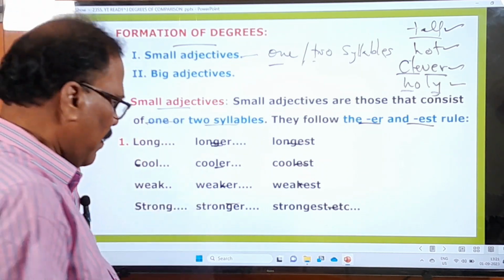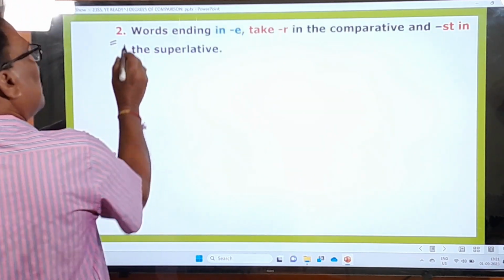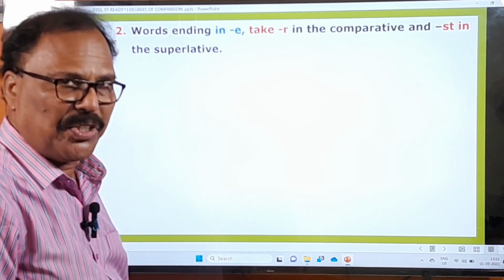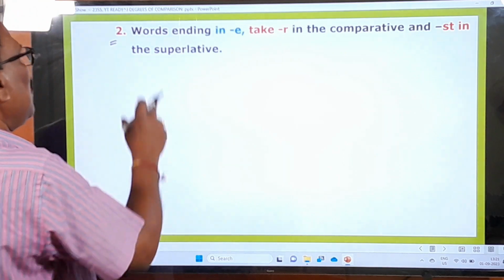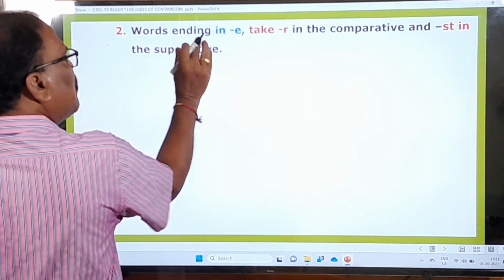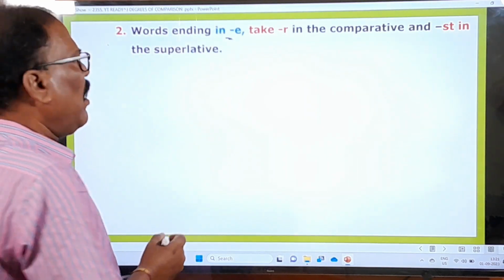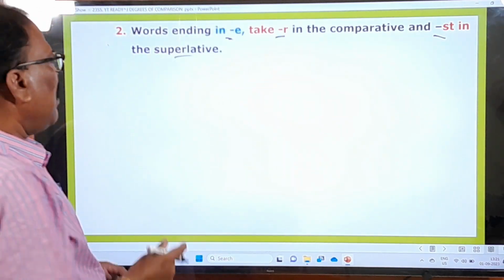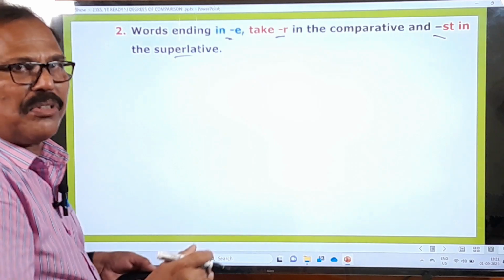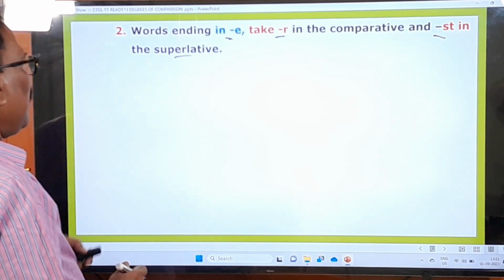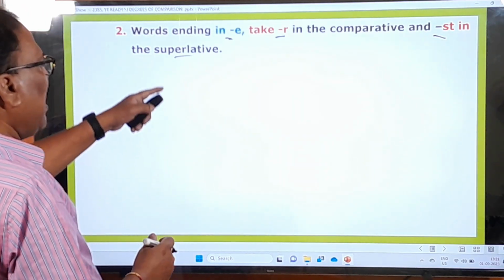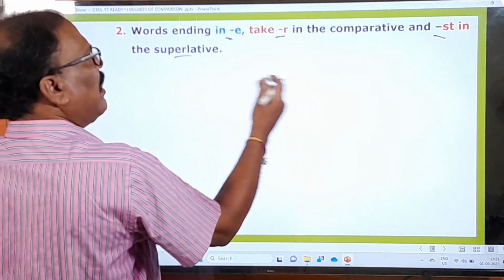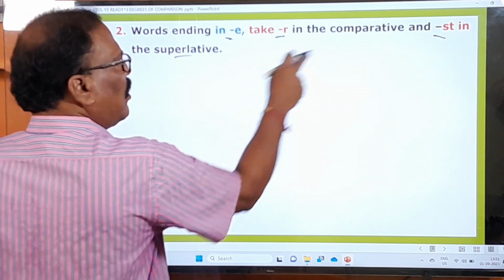Now clear. Okay, and here I'm giving you other details of the small adjectives. Please follow those details. Adjectives already ending in e just take r and st in the comparative and superlative degrees. I'm still talking about small adjectives. Since they already end in e, there is no need to add er and est again, just r in the comparative, st in the superlative.